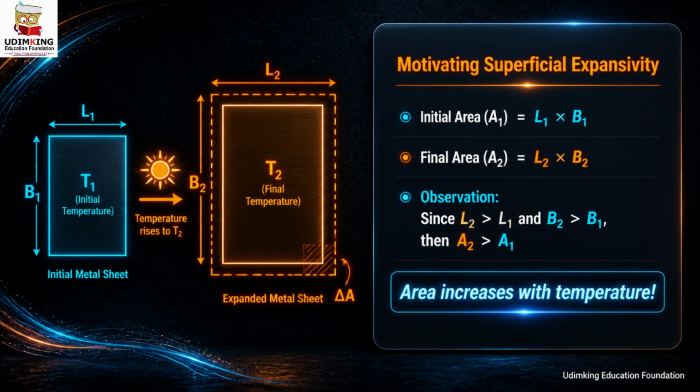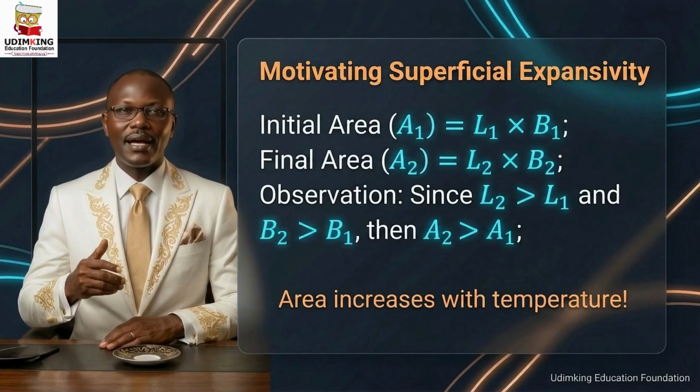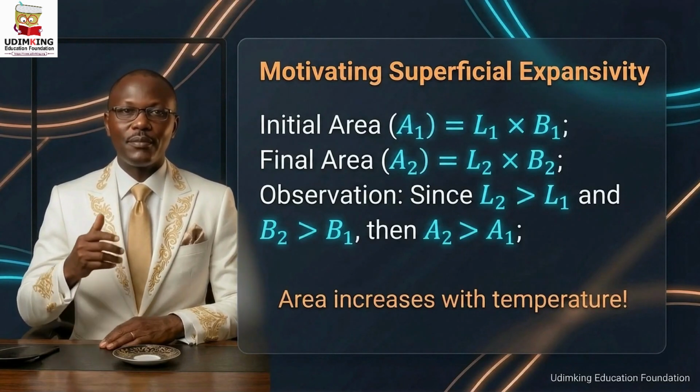A rectangle has two linear dimensions, a length L1 and a breadth B1. Its initial surface area, which we will call A1, is simply L1 multiplied by B1. Now, imagine we heat this sheet, raising the temperature from T1 to T2. Because of linear expansivity, the length expands from L1 to L2, and simultaneously, the breadth expands from B1 to B2. As a result, our final area, A2, becomes L2 times B2.